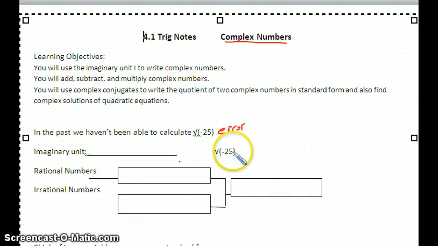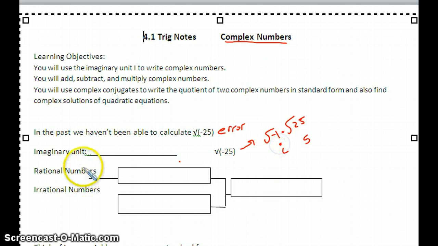So if instead I looked at the square root of negative 25 as the square root of negative 1 times the square root of 25, you could really look at this and say, well, I can take the square root of 25, that would be 5, but I still have this negative number that I'm trying to take the square root of. So what we're going to do is introduce an imaginary unit, and we're going to call that imaginary unit i.